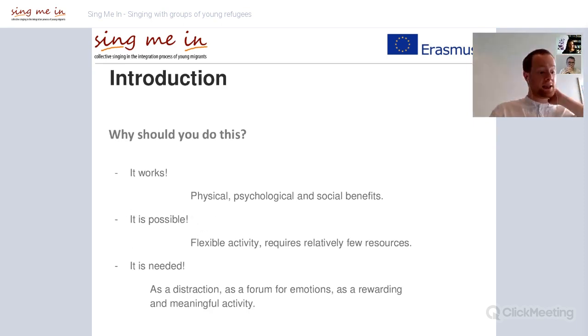The second answer is that it is possible. And this is a different take. Obviously, there are a lot of good things that people could do working with refugees, but that for logistical reasons are very difficult to organize. Just compare choir singing to making music with instruments. That would require a lot more work and a lot more funding. So singing is relatively cheap and simple to organize. And as it says here, it's also very, very flexible. It's easy to find a place.